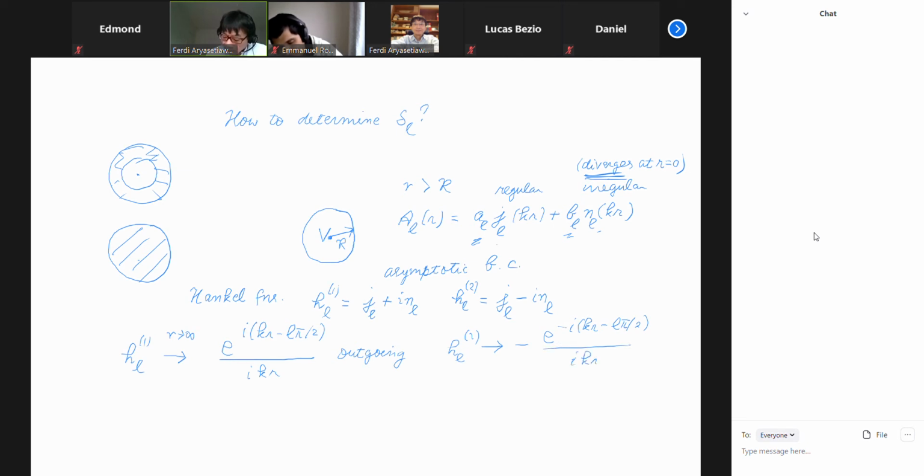So this is ingoing or incoming. Okay, so this is the asymptotic expansion of the Hankel functions. So the solutions, if we write them in terms of the Hankel functions, then we will have different coefficients. Of course, call it C1L, and C2L for the second Hankel function. Like this.